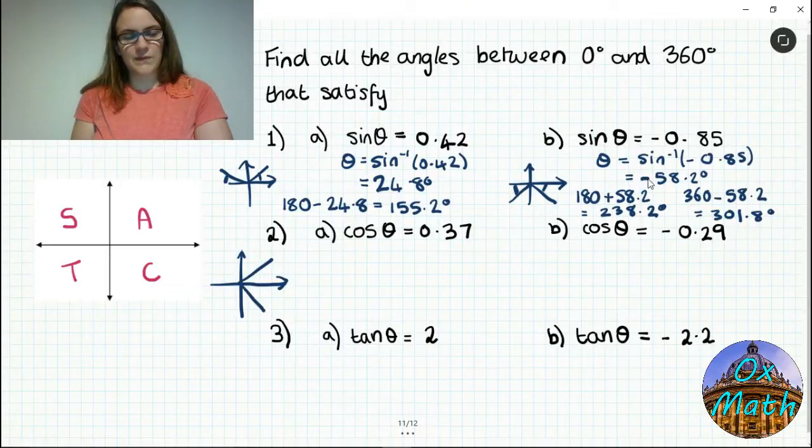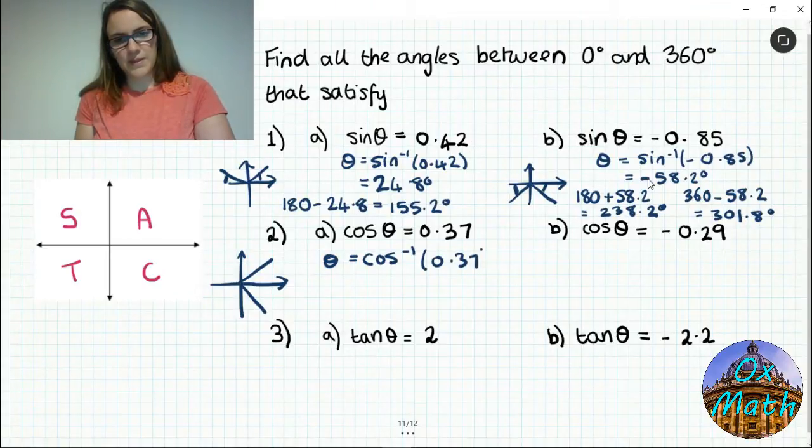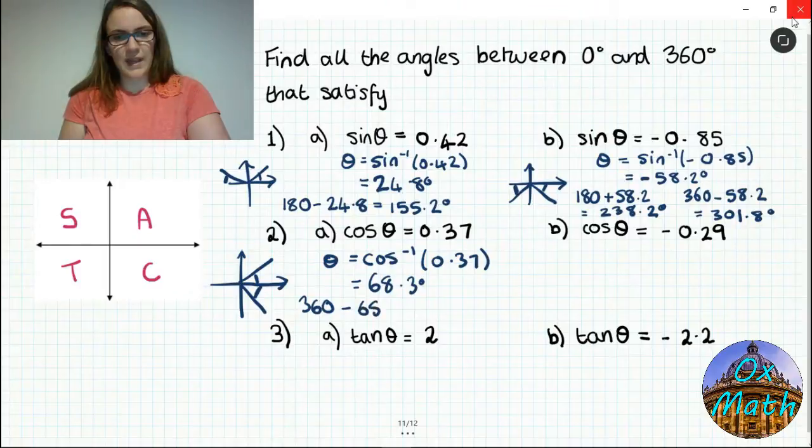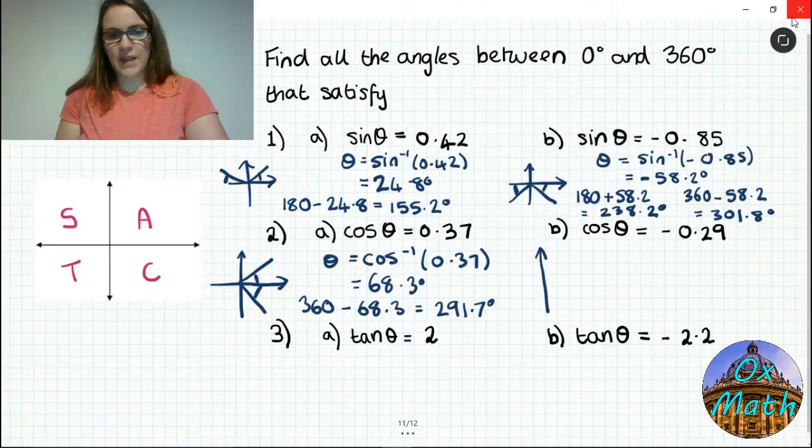For question 2a, we have a positive cos, which means that our angles are going to be in the first and fourth quadrant. So find the first angle by typing into your calculator cos minus 1, 0.37, which is 68.3 degrees. So that tells us that this angle here and this angle here are both equal to 68.3. So our second angle is going to be equal to 360 take away 68.3, which is 291.7 degrees.